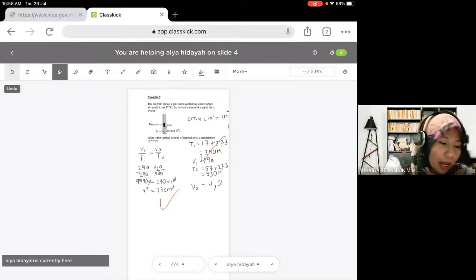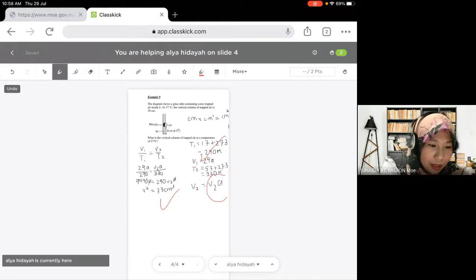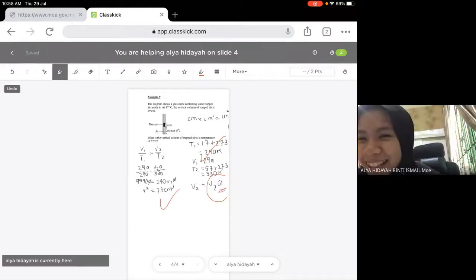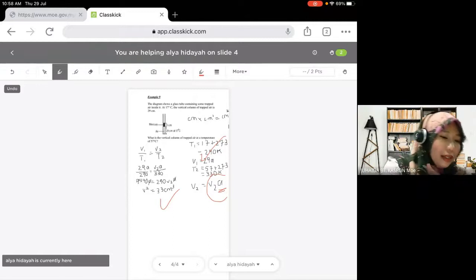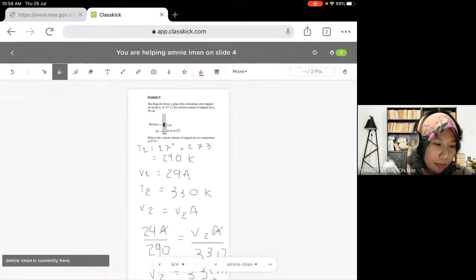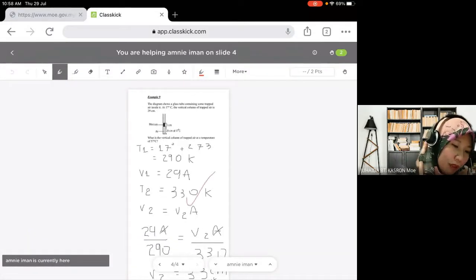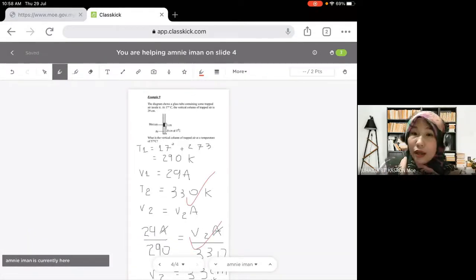Alia, V2 equal to V2 what? Is it A? Yes, capital A, darling. Capital A. Alright, so I hope everyone understand how to solve the problem involving Charles law, yeah? Is there any more questions?